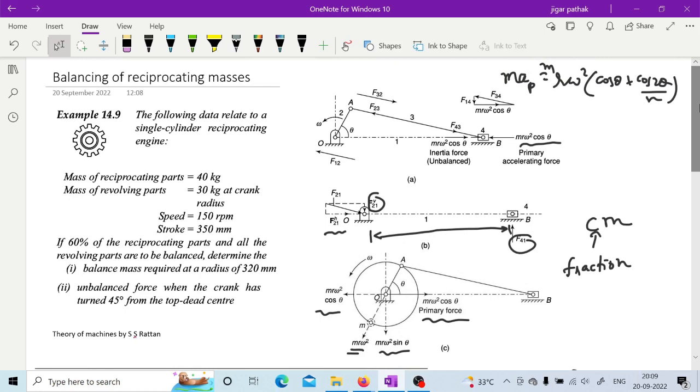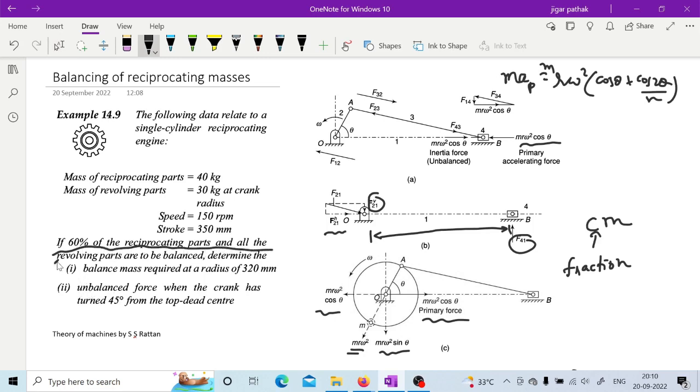Here what is given is the following data relating to a single cylinder reciprocating engine. Mass of reciprocating part is 40, mass of revolving part is 30 kg at crank radius. Speed is 150 rpm, stroke is 350 mm. If 60% of the reciprocating parts and all the revolving parts are to be balanced, so see, this is the important thing, then you have to determine the balance mass required at a radius of 320 mm. So the radius of that balancing mass is provided. Now determine the unbalanced force when the crank is turned 45 degrees from the top dead center.